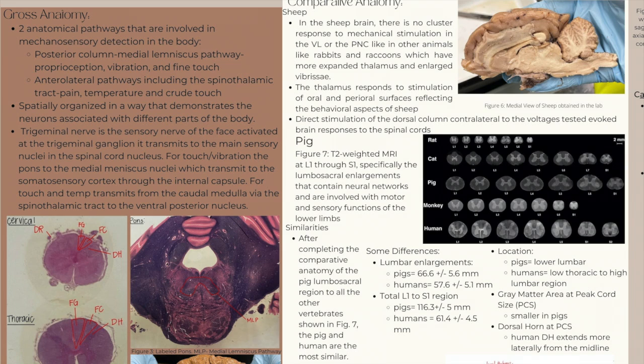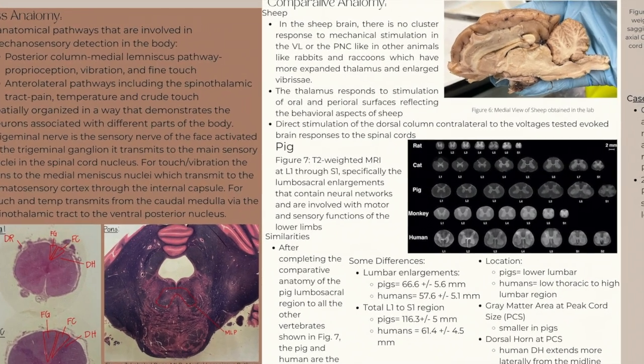The trigeminal nerve is a sensory nerve of the face, which is activated in the trigeminal ganglion as it transports to the main sensory nucleus and the spinal cord nucleus. For touch and vibration, it transmits through the pons to the medial lemniscus nuclei, which then go to the cortex through the internal capsule. For touch and temperature, it transmits from the caudal medulla via the spinothalamic tract to the ventral posterior nucleus.